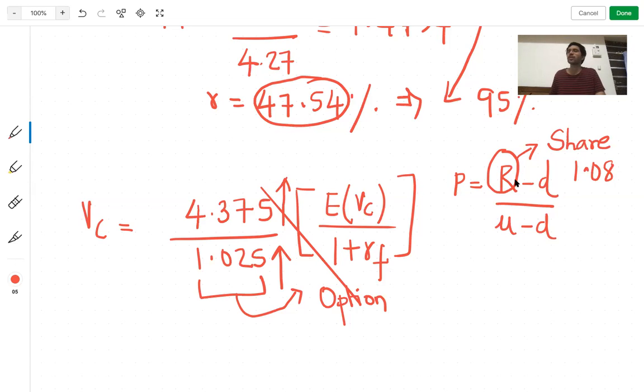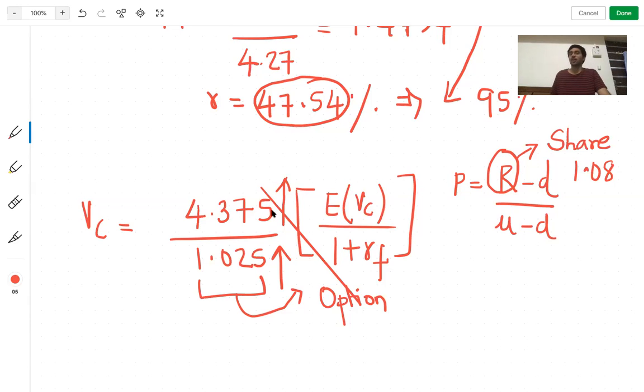Because when you're calculating the probability of an upside move, the probability now includes the required rate of return for a share. Okay, and the required rate of return for a share is captured through CAPM. So using CAPM, we are using 8% instead of 2.5%. So when R goes up, R meaning the required rate of return on the share, the probability goes up. When the probability goes up, obviously the expected value of a call option goes up. We saw that it went up from 4.375 to 6.3.